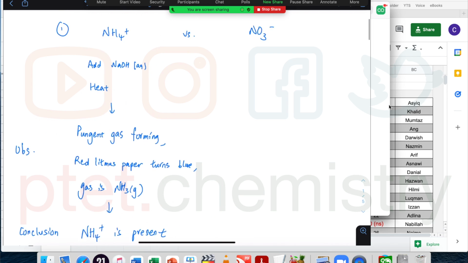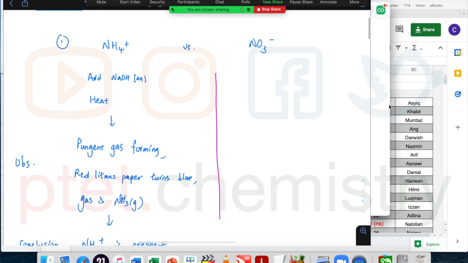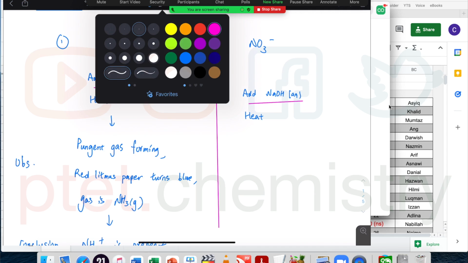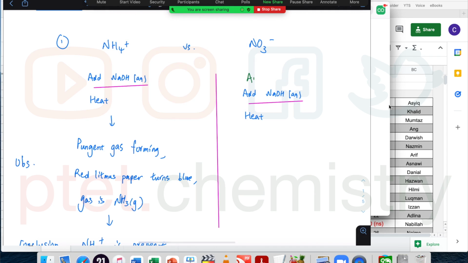Onto the other one, nitrate is a very confusing one, but it's not often asked, which does not mean that they cannot ask you. You see here you have adding NaOH. It's the same thing there. You have to add NaOH and heat it up, but there is something else that's different. You have to have aluminum foil. This aluminum foil is metal. It is a metal solid that you put into the test tube.